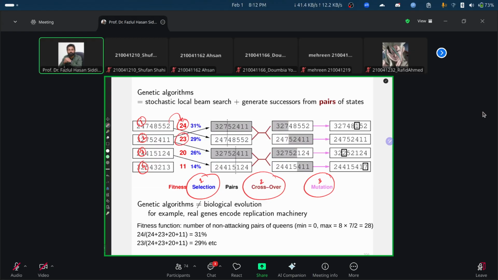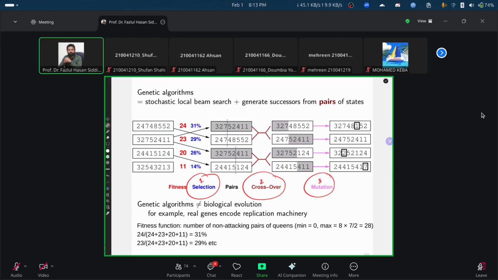Solution number two has 23 non-conflicted pairs. Solution three has 20, and the last one has 11. Among these, we can remove the last two because their quality is not good, meaning the fitness is not good. We can keep only solutions one and two. But if you think the third solution is not that bad, we can still keep it. It doesn't matter; you can take two, you can take three, even all four. We'll come later in detail to the selection process. There are a number of selection processes. This is just a very quick overview of the complete genetic algorithm process.